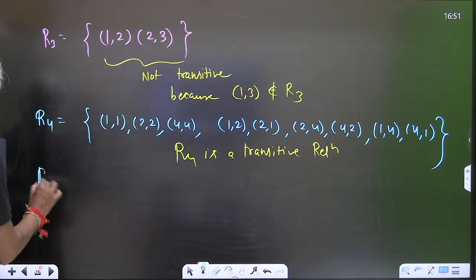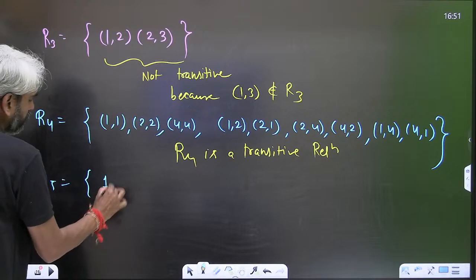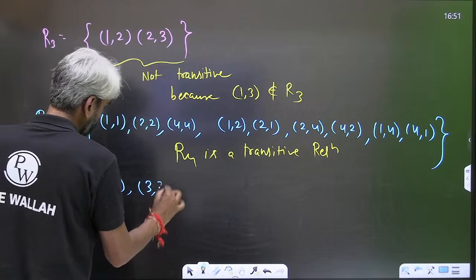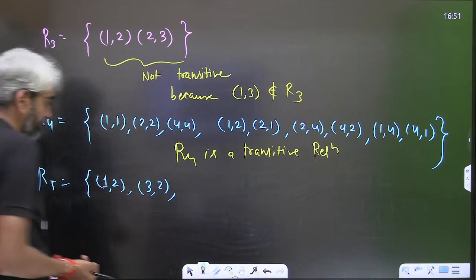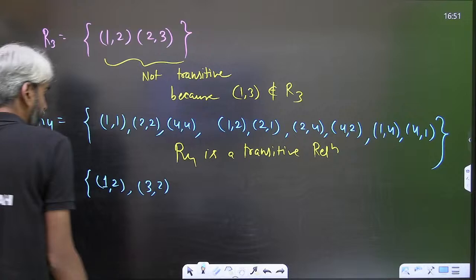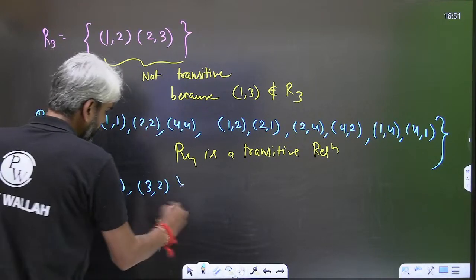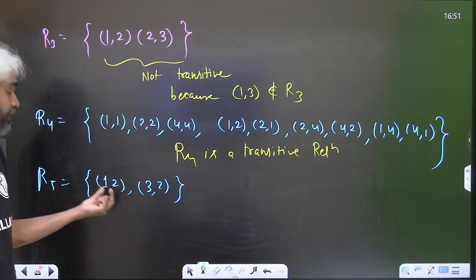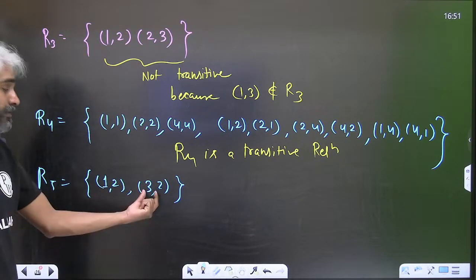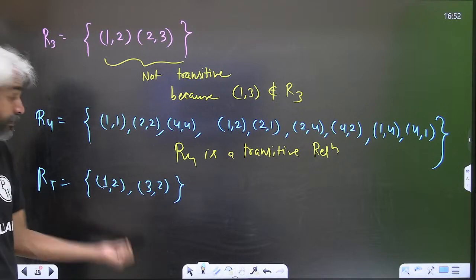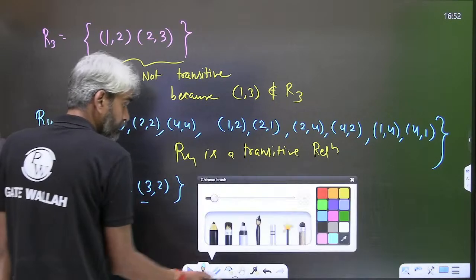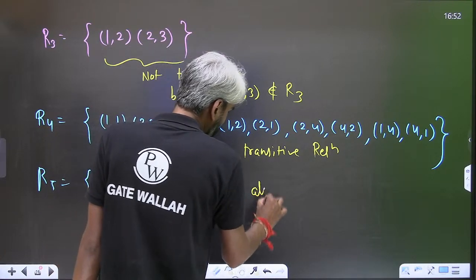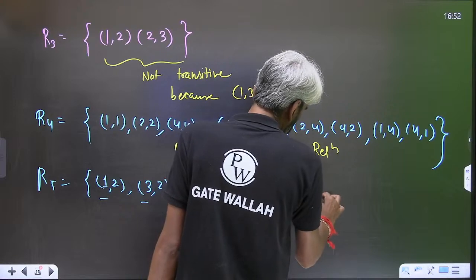Some more examples. Let's say R5. Sir, what if the condition itself is not true? So 1, 2 is present, but there is no ordered pair starting with 2. Then 3, 2 is present, but there is no ordered pair starting with 2. Is it a transitive relation? So x, y is present, but do we have any y, z? Sir, there is no ordered pair starting from y, so no problem. So this is also okay, it is also a transitive relation. Please check the definition. That's the only thing you need to do.